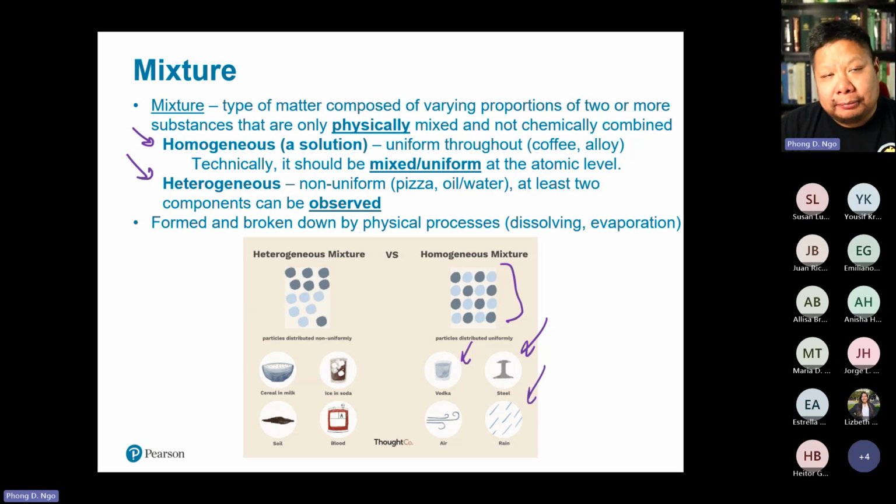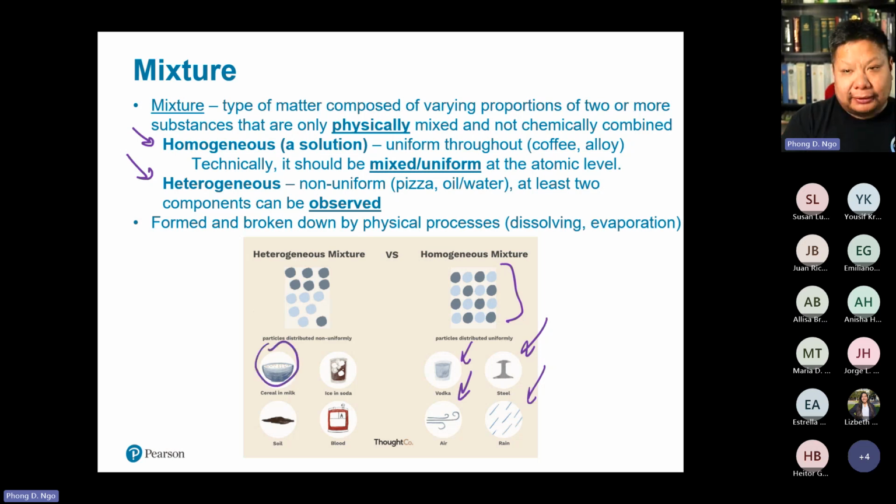Rainwater is also a homogeneous mixture, because if you were to collect rainwater, it looks just like water, but you wouldn't know that there's other things in that water, right? And air is also a homogeneous mixture, right? Another homogeneous mixture. What are heterogeneous mixtures?